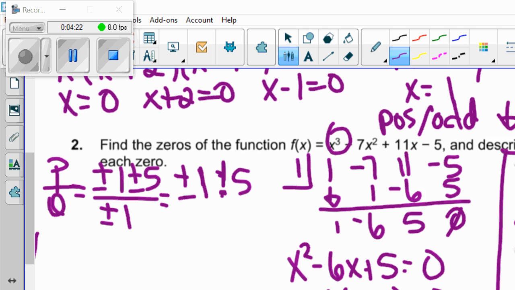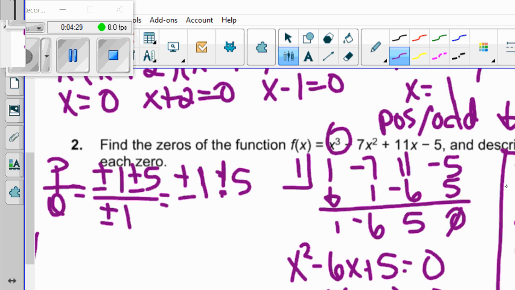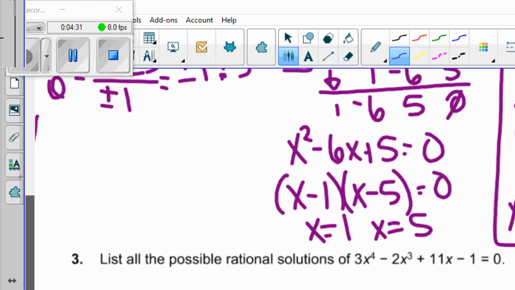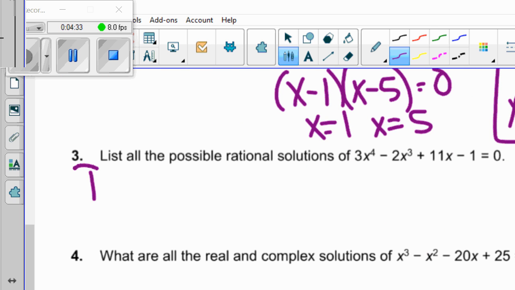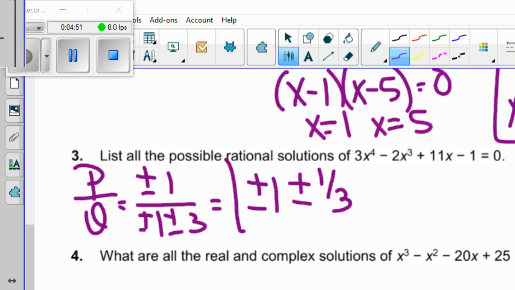Number 3, list all possible rational solutions. So list all possible rational solutions of this. This is my P's and Q's. Okay, so P divided by Q. My constant is 1, so positive, negative 1. My leading coefficient is 3. Positive, negative 1, positive, negative 3. Everything on top divided by 1 gets me plus or minus 1. Everything on top divided by the 3, plus or minus 1/3. Those are my possibles. That's all that it asked me to do. It didn't ask me to solve.